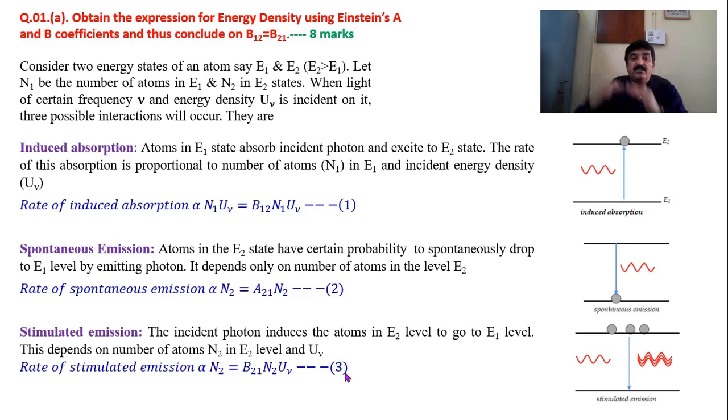Absorption, emission. So there are three possibilities. One is absorption. Absorption will take atoms to the higher level, and then emission from higher level to lower level. There are two possible emission. One is spontaneous emission, another one is stimulated emission. So this is three interactions. This itself you can expect for 6 marks. Explain the interaction of radiation with matter.